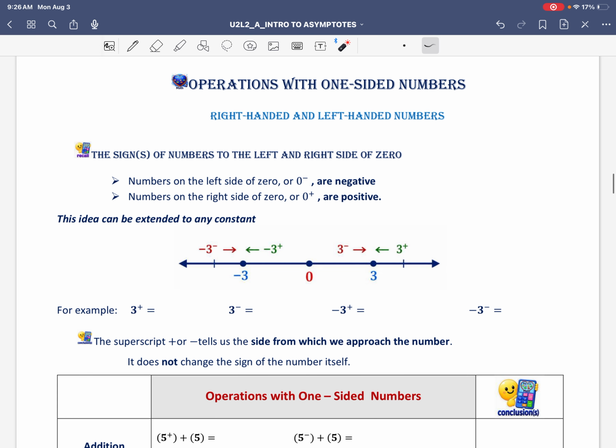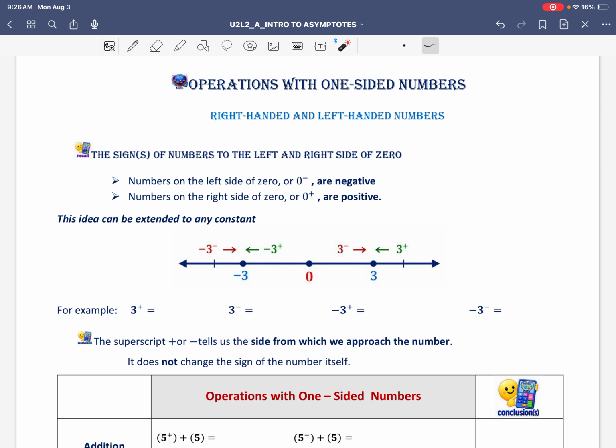Now, we're going to move on to operations with one-sided numbers, or as we call them, the right-handed and the left-handed numbers. So what are they? Remember that signs of numbers, we can extend the idea of 0 plus and 0 minus to actual numerical values that are different than 0.